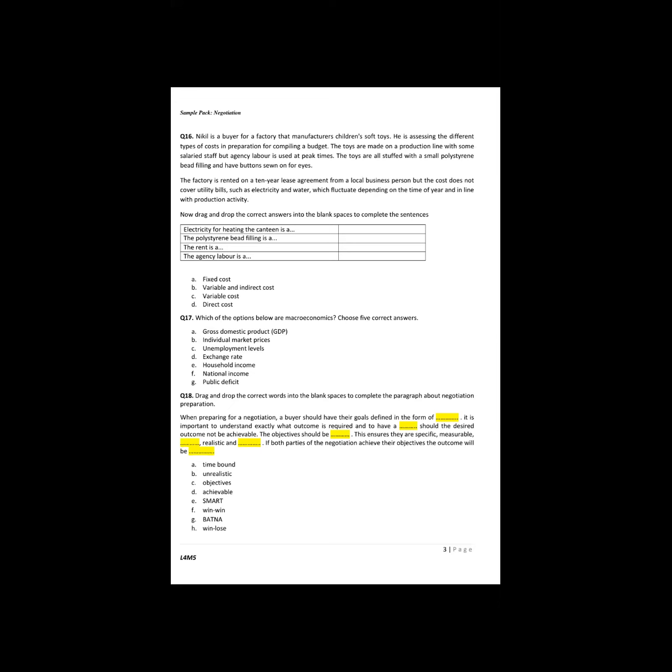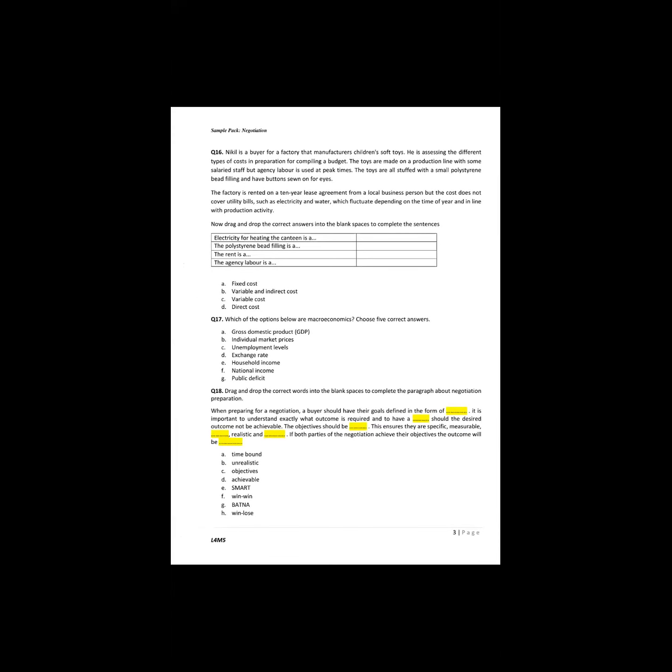Okay, question 18. Drag and drop the correct word into the blank spaces to complete the paragraph about negotiation preparation. When preparing for a negotiation, a buyer should have their goals defined in the form of objectives, correct. It is important to understand exactly what outcome is required and to have a best, but not, desired outcome that may not be achievable.